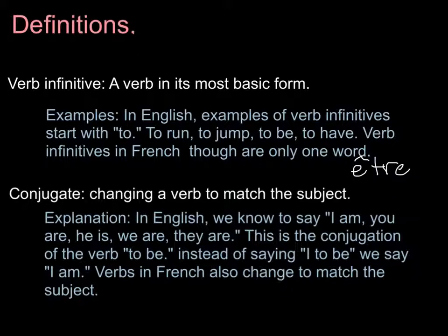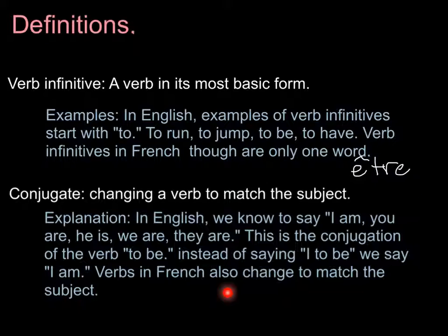So our next definition, and I believe our last definition, is conjugate. To conjugate a verb means to change it to match with the subject. So changing a verb to match the subject. A little bit further in English, we know to say I am, you are, he is, we are, they are. This is the conjugation of the verb to be. Instead of saying I to be, we say I am. We conjugate to be to match the subject: I am.